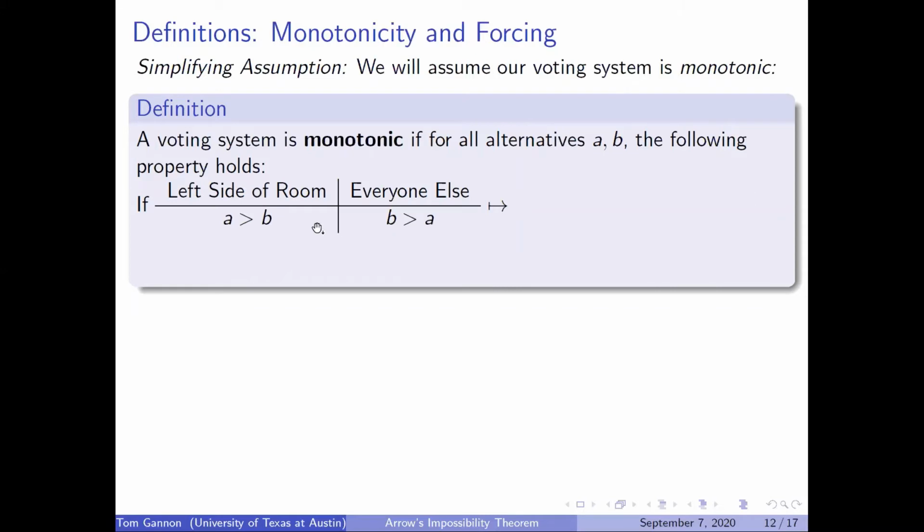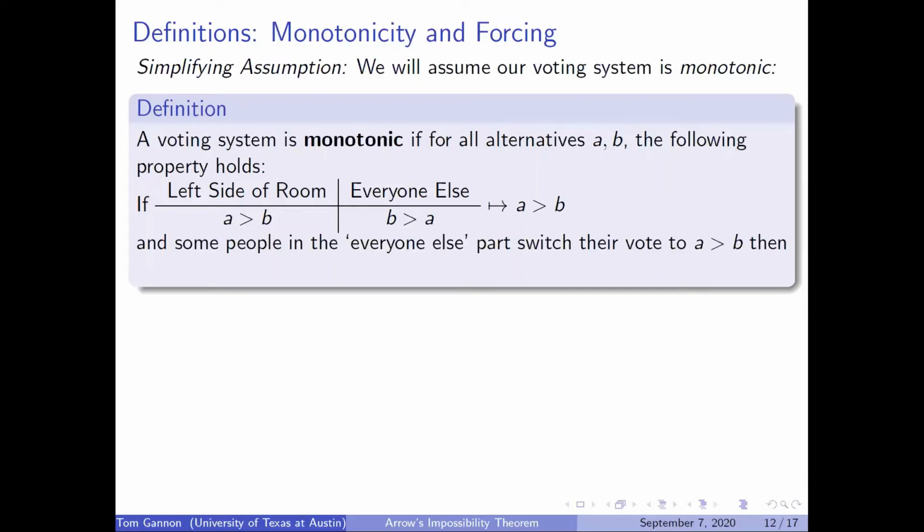If one group votes A over B, and everybody else votes B over A, and then A over B comes out, here's the idea of what I'm going to say. Let's look at the people and everyone else. One thing they could do is change their vote. Everyone else could change their vote, and say, oh no, I want A over B now. In a good voting system, that shouldn't change the result. If more people vote for A over B, then B over A should not come out. It shouldn't switch if more people vote for the other thing. So that's exactly what this says. If some people in the everyone else part switch their vote to A over B, then the societal preference list still has A over B.